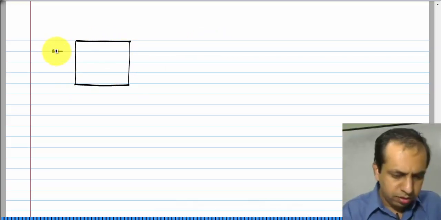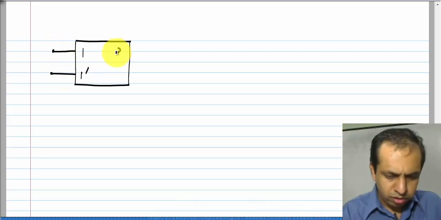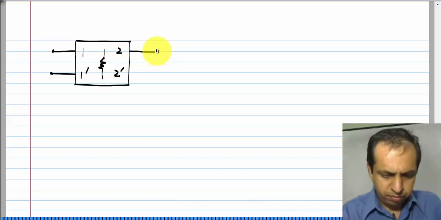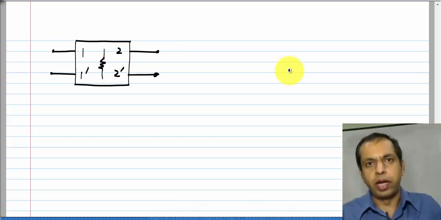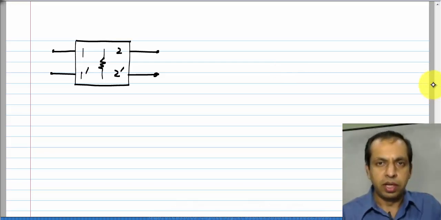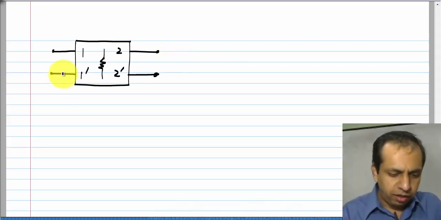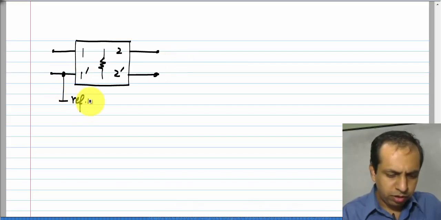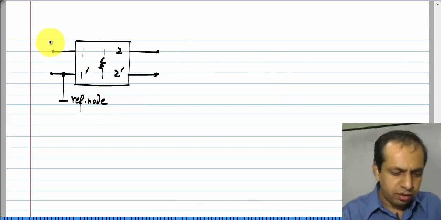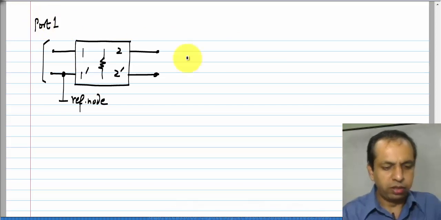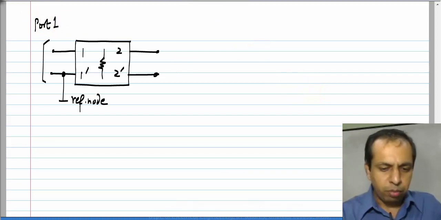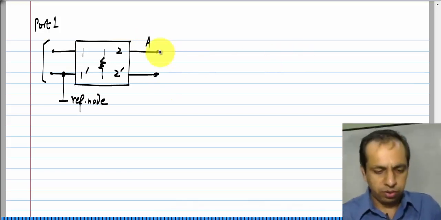What I will do is, since I already have the proof for 3-terminal 2 ports, that is 2 ports in which there is a terminal common to the 2 ports, I will also try to define this in the same way. I will define this 1 prime as the reference node. Okay. So, then this is port 1 as we already know. My actual second port is between 2 and 2 prime, but of course, nothing prevents me from defining another port which is between, let me call this as A, between node A and the reference node. Okay.